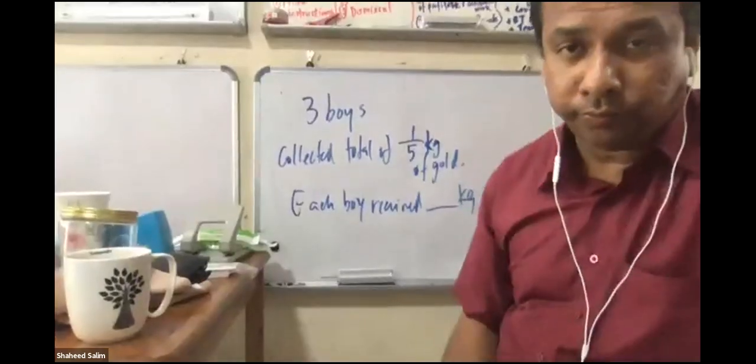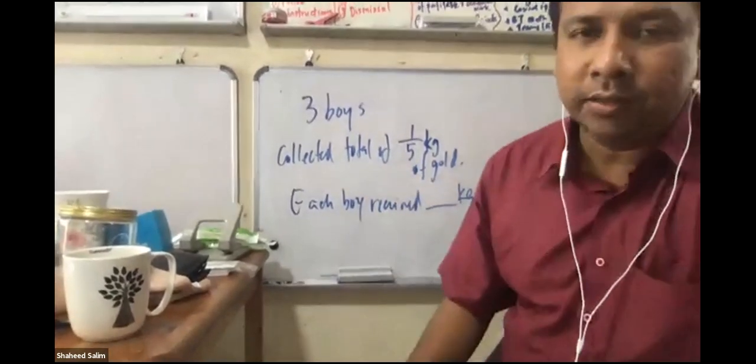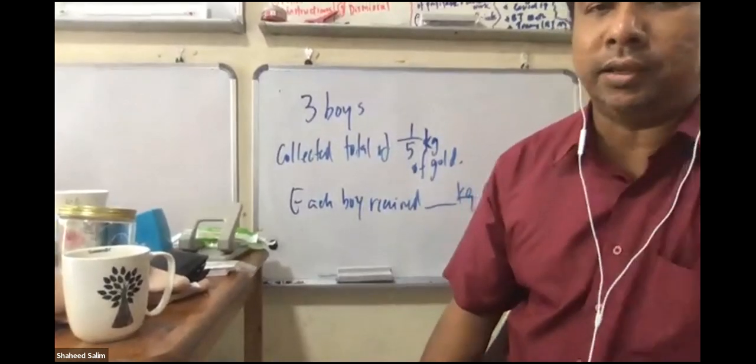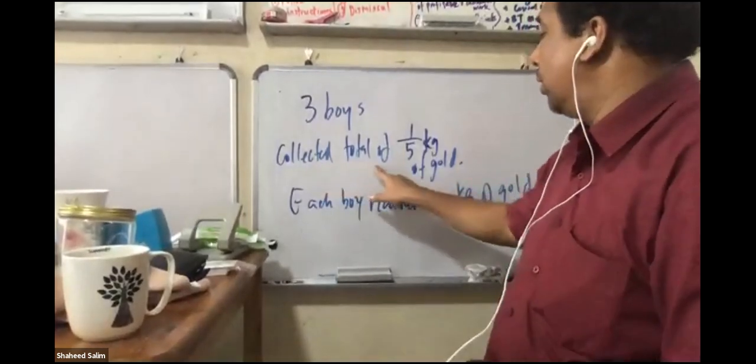15 kg of gold. Total, they only got 1/5 kg. How are they going to get 15 kg? They only have a total of 1/5 kg. Ask yourself. Change this to a number.